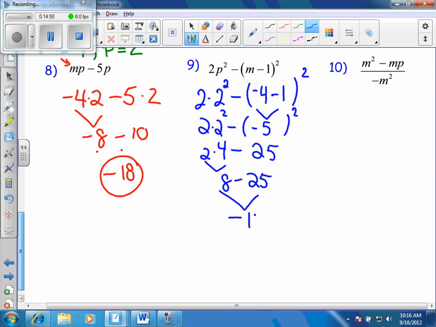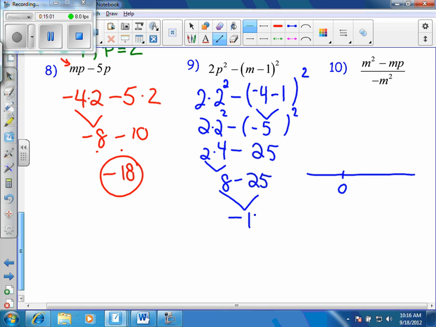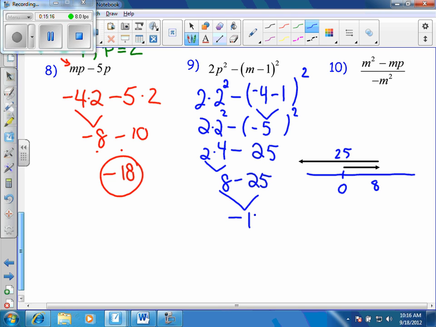So you're starting at 8, and you're taking 25 away. So think of this as a number line. If you're at 0, you go over to 8. That would bring you here, but subtraction sends you back the other way. So if you subtract 25, this is 25 units long, you're going to be in the negative down here. What's that number going to be?